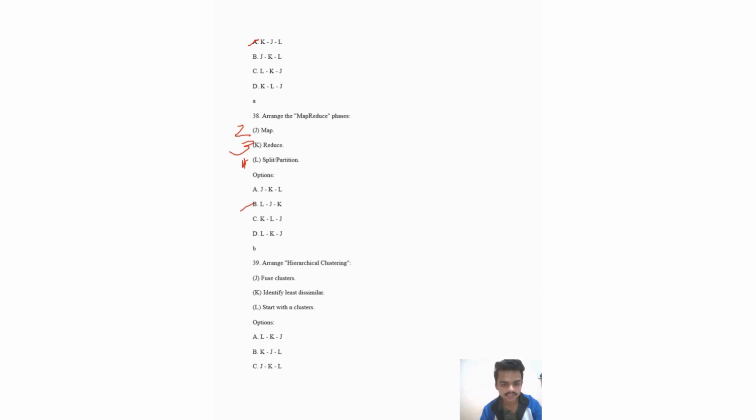Arrange hierarchical clustering. So the first, fuse cluster, identify least dissimilarities, start with n cluster. So here the first one will be start with n cluster, as we know start is first, then identify, then fuse the clusters. Too easy it is also, so answer A.